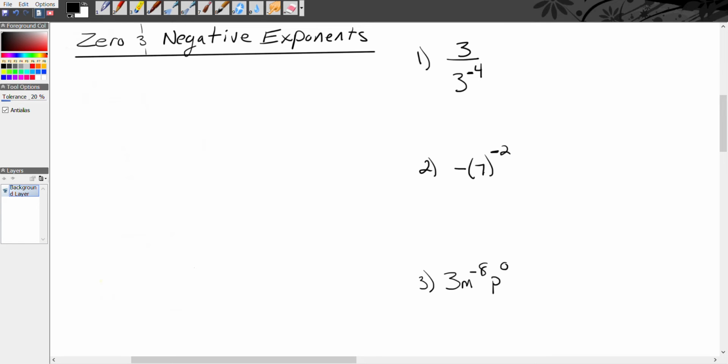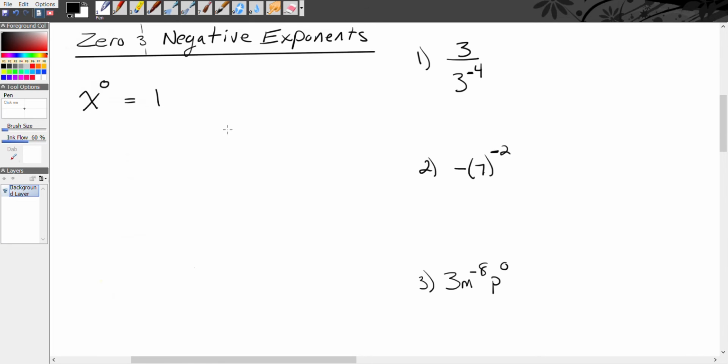All right, let's go ahead and review the concept of zero and negative exponents. First, let's talk about zero exponents. We know that any non-zero number raised to the zero power equals 1. The reason this isn't true for the number 0 is because 0 times anything equals 0. So when we say x to the 0 power equals 1, we're saying that x is not 0.